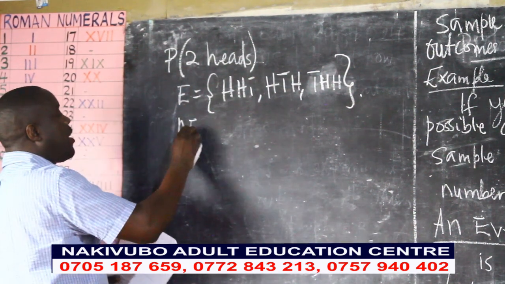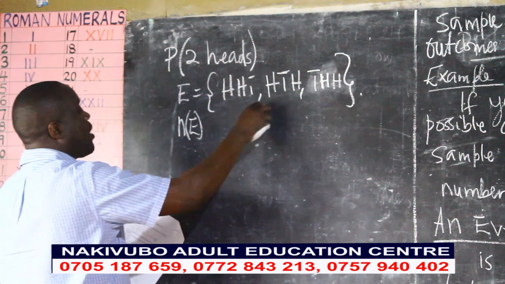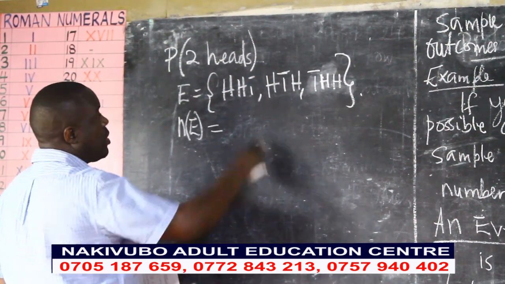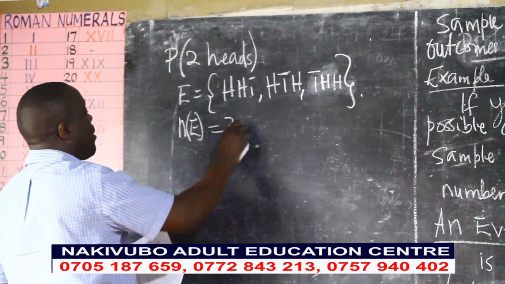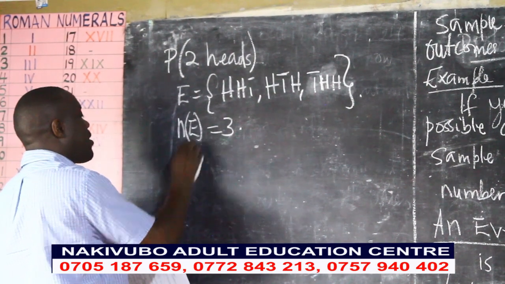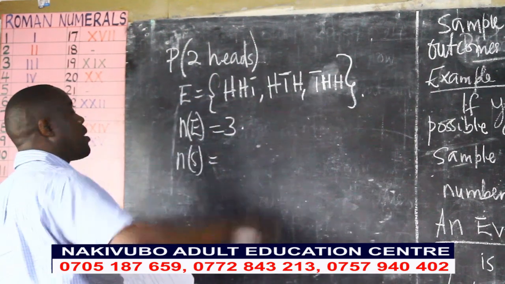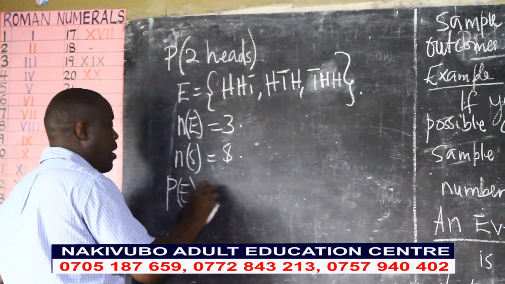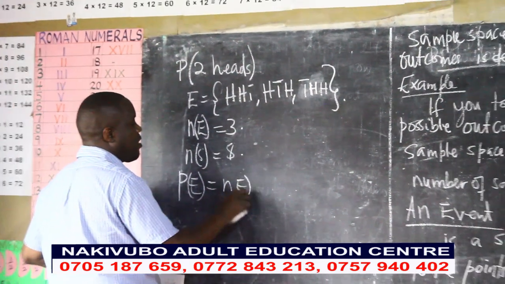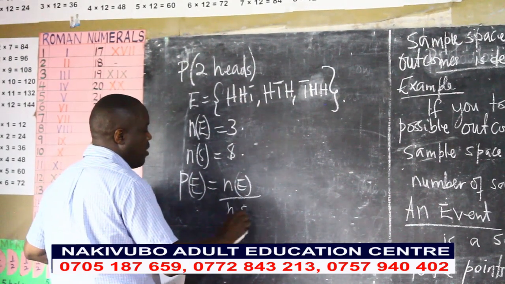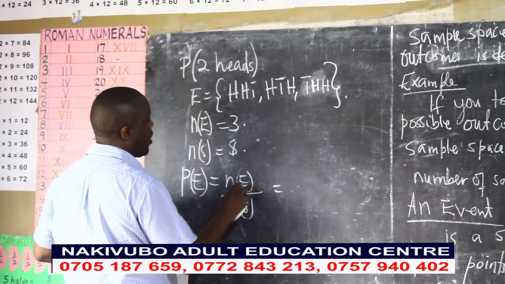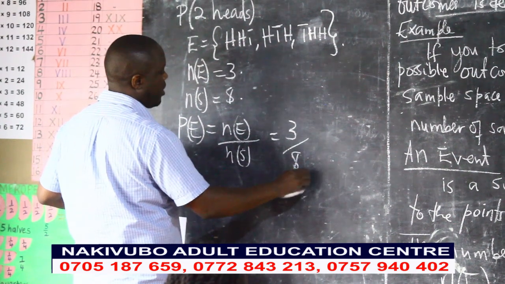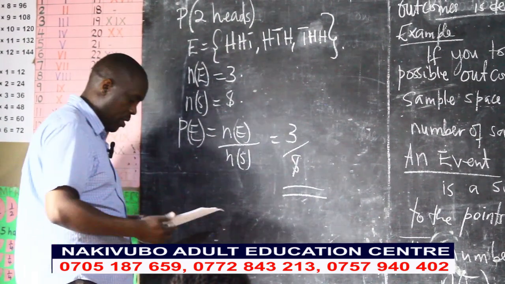What about NE, the number of these events? There are 3. So what about NS, the sample space? It is 8. Therefore, the probability of the event is NE over NS, which gives you NE is 3, NS is 8. This is the probability.